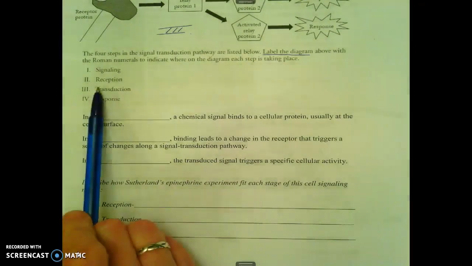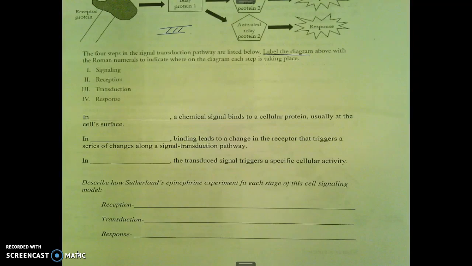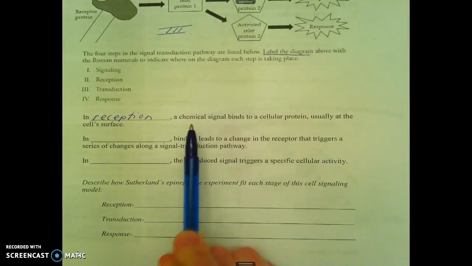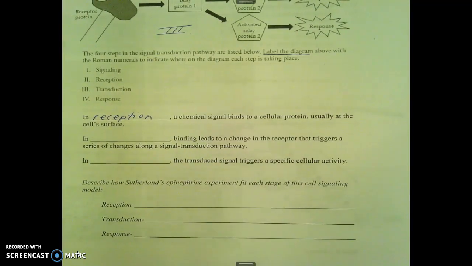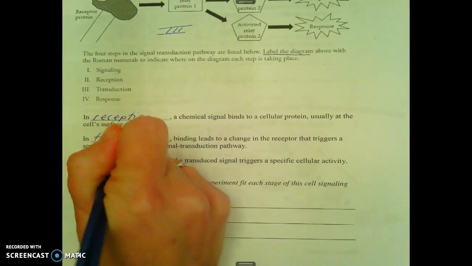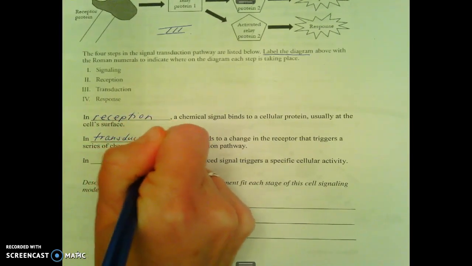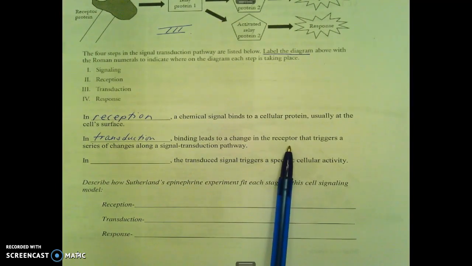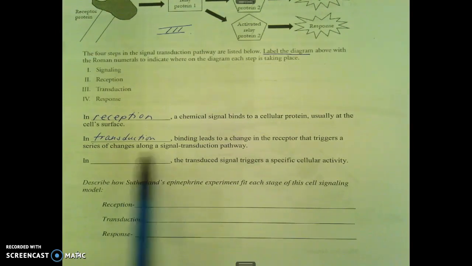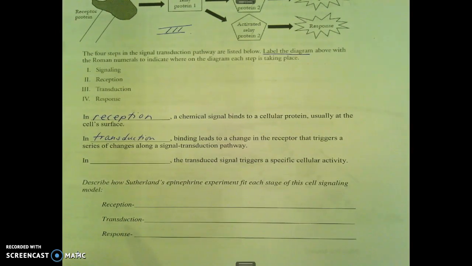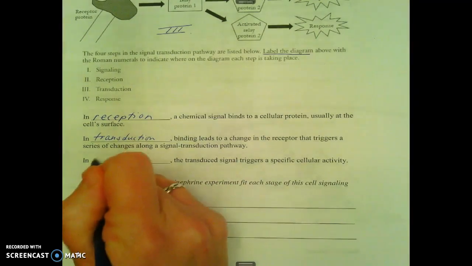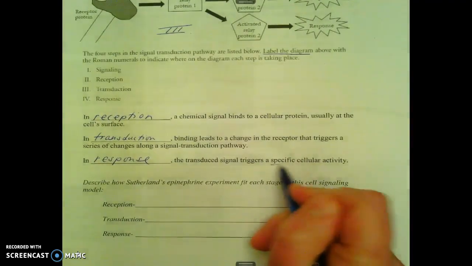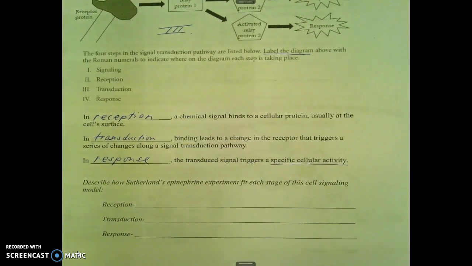Just to match these terms with actual textbook definitions, we can say that in the reception phase, the signal binds to a cellular protein. During transduction, that binding of the ligand is going to lead to changes in the receptor that trigger a series of changes along this pathway. And finally, what's the cell going to do about it? In response, there'll be a specific cellular activity.